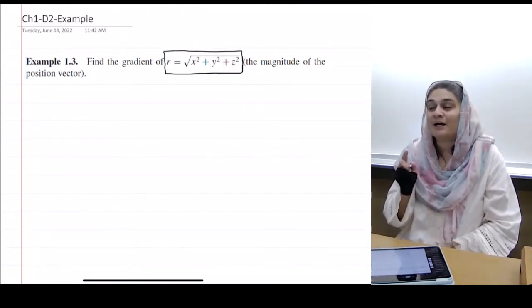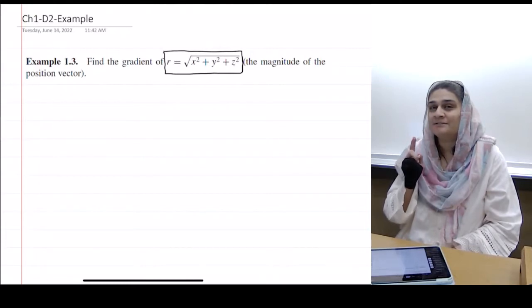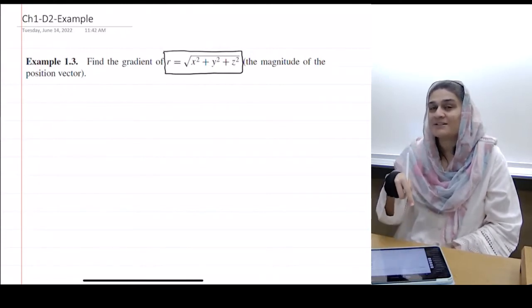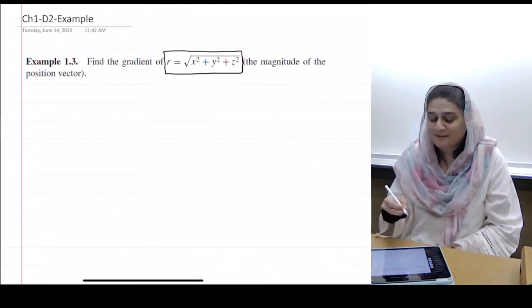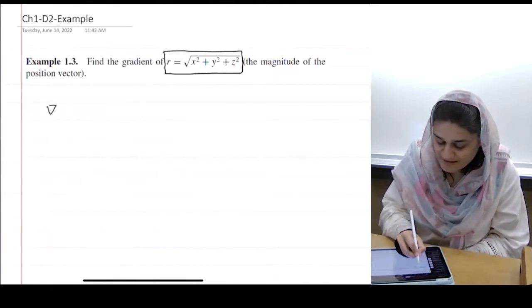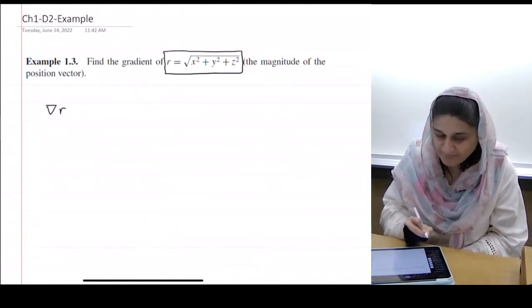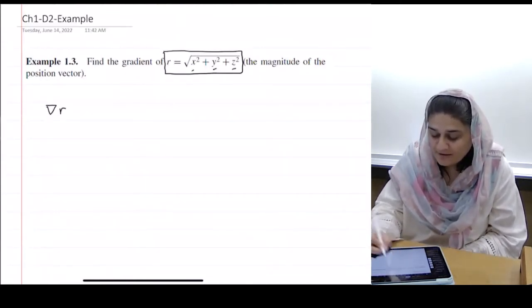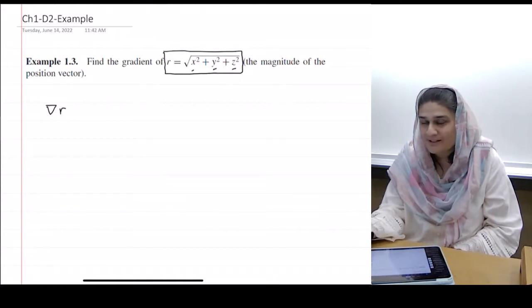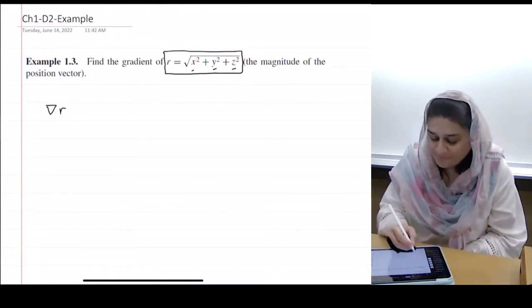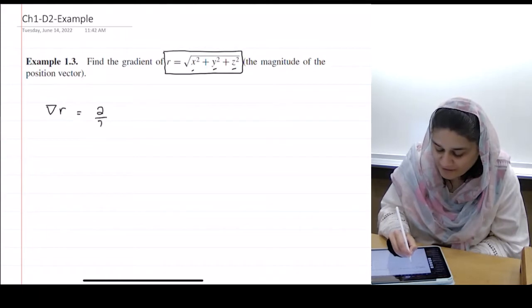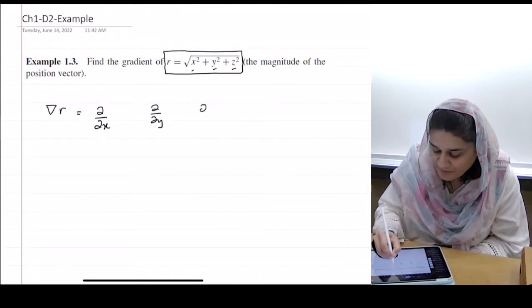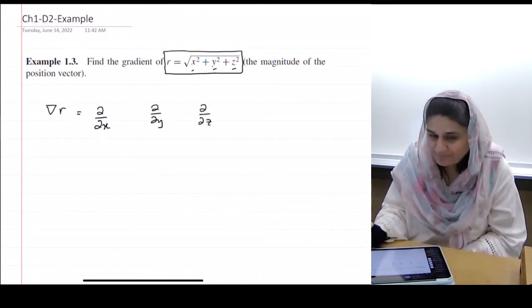It was the del operator operating on a scalar. Is this a scalar that's given? How will we do it? So this vector on R, and it's giving it to us in Cartesian coordinates. What is our del in Cartesian coordinates? Partial over partial x, partial over partial y, partial over partial z. Agreed?